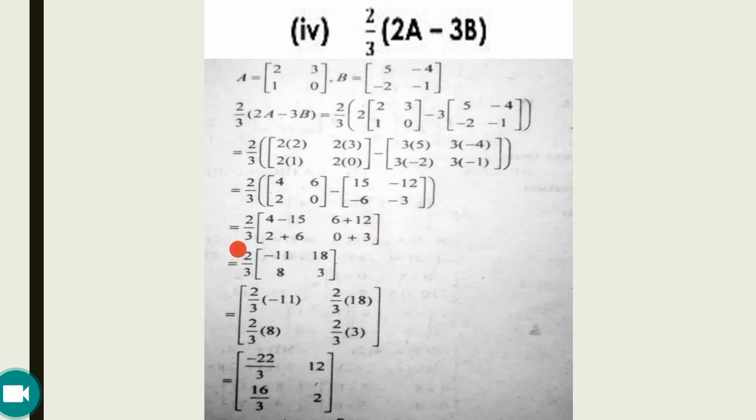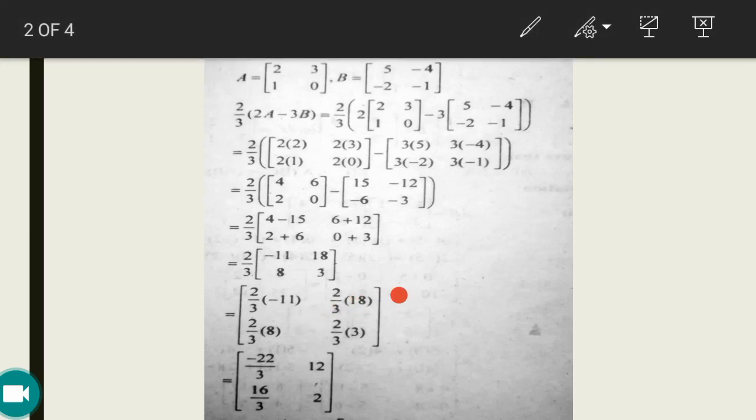After that, 2/3 will be multiplied by all these entries inside the matrix. So 2/3 multiplied by -11, 2/3 multiplied by 18, 2/3 multiplied by 8, and 2/3 multiplied by 3. By simplification, we will get 2 multiplied by -11 will be -22. 3 is divided by 18: 3 1s are 3 and 3 6s are 18, so 6 2s are 12.